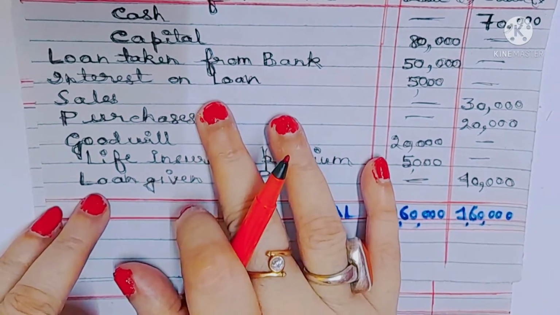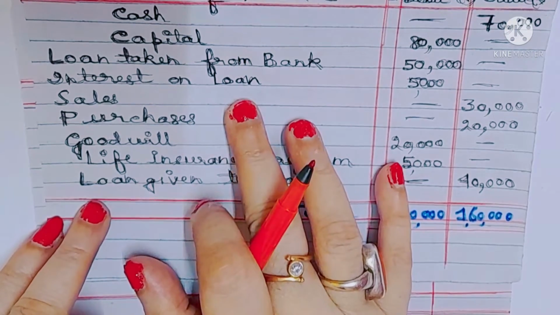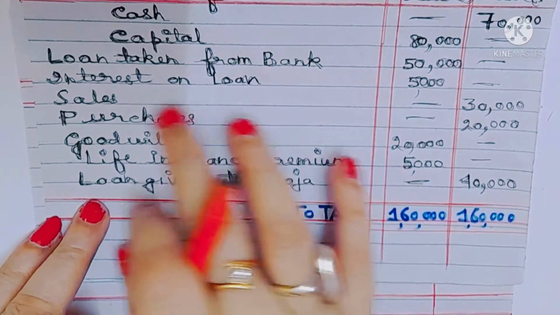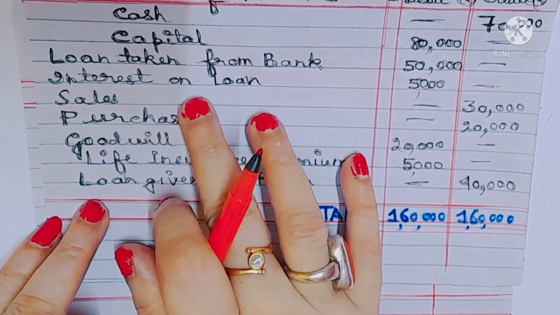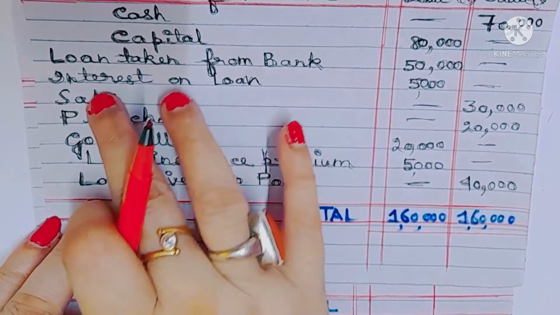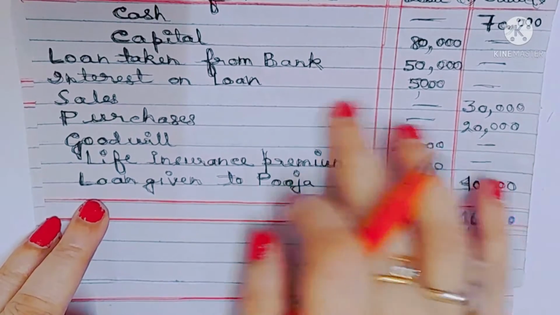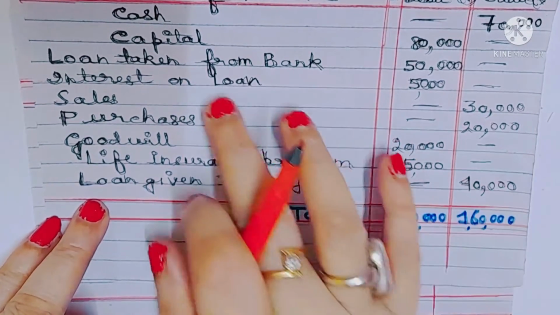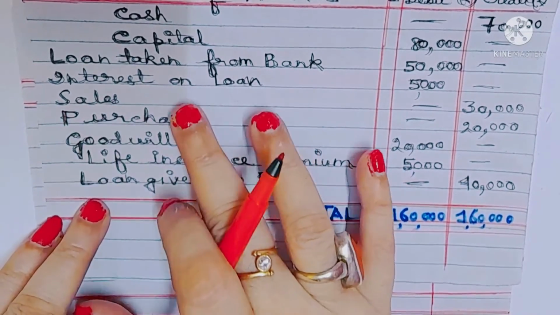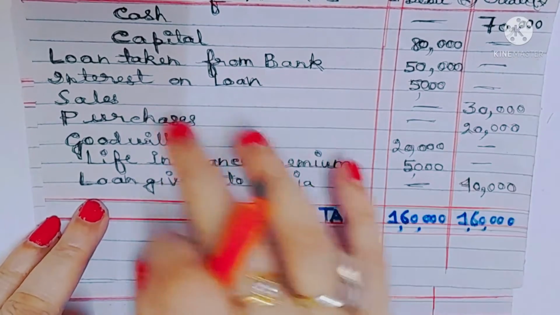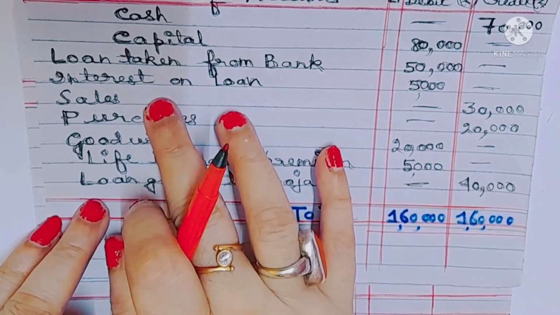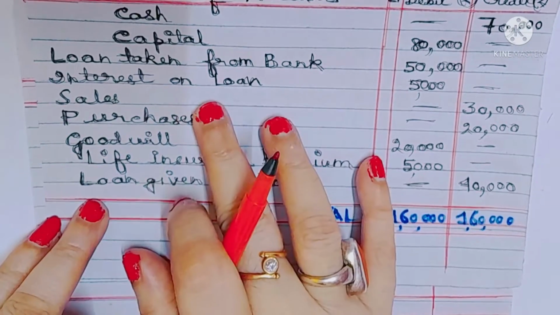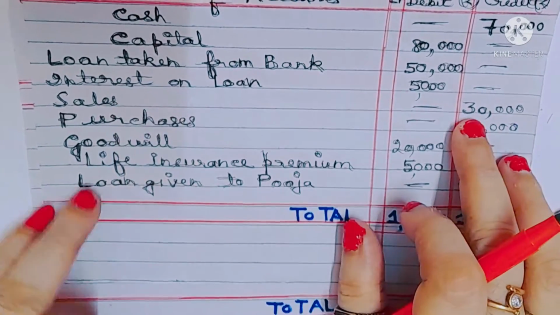Because sales falls under real account as well as nominal account. According to real account, what goes out is credit. Here, when goods are sold, goods go out from the business. So sales account will be credited. According to nominal account, all incomes and gains credit. Here, when goods are sold, money comes in. So sales is an income for the business. So sales account will be credited.